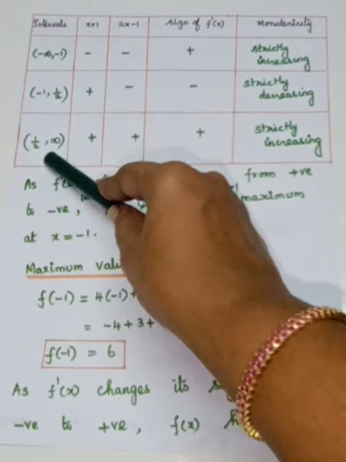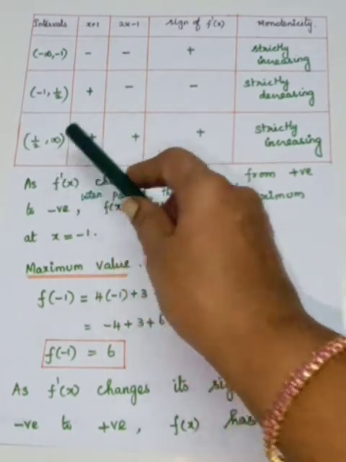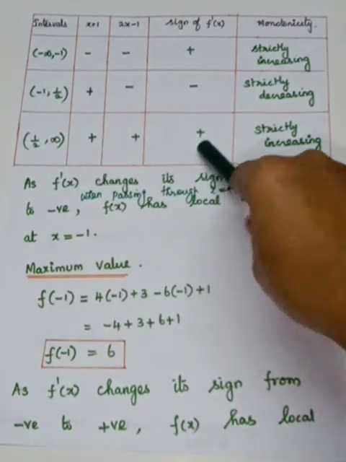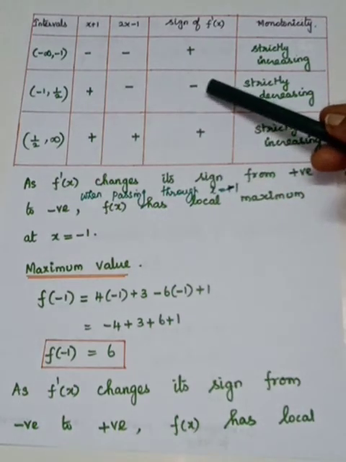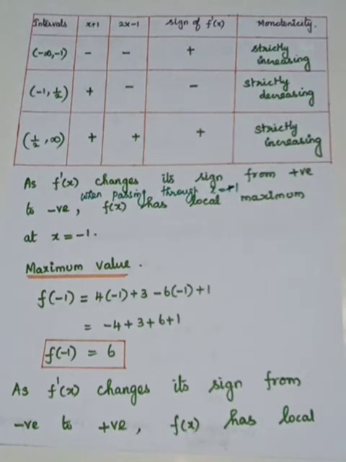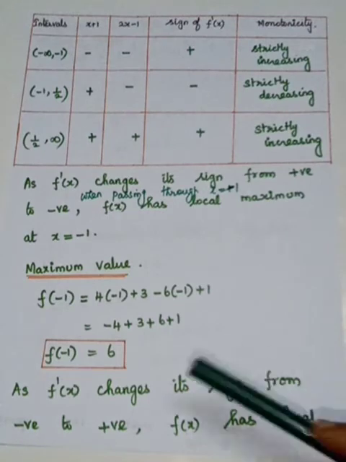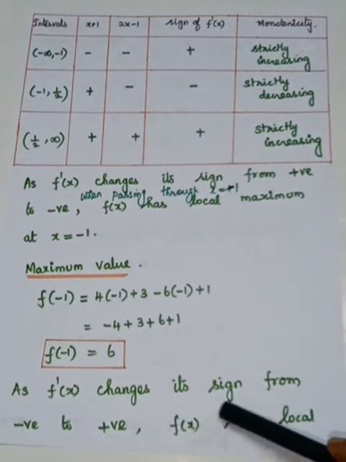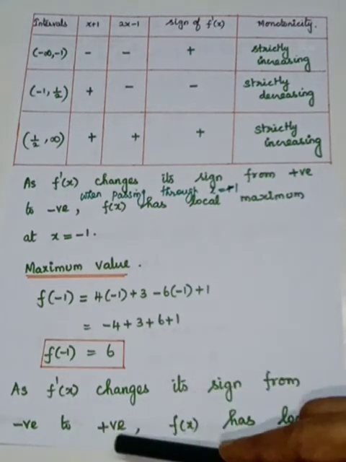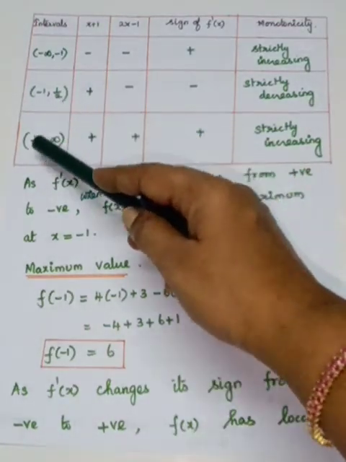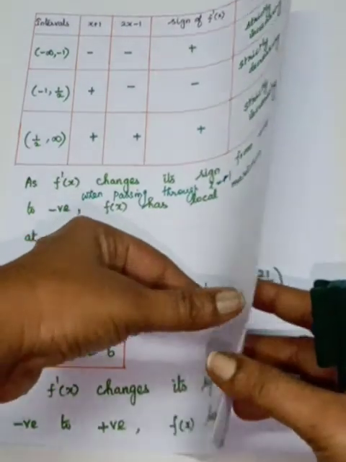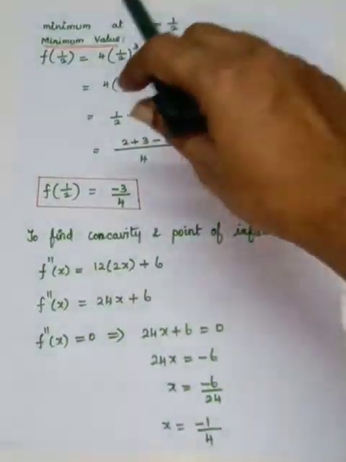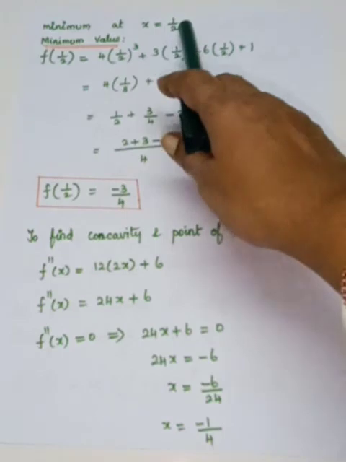So after 1 by 2 in this interval, half to infinity, f dash of x is positive. So f dash of x changes its sign from negative to positive, that is decreasing to increasing. So you will get the minimum. So as f dash of x changes its sign when passing through x is equal to half, therefore the function f of x has local minimum at x is equal to 1 by 2.